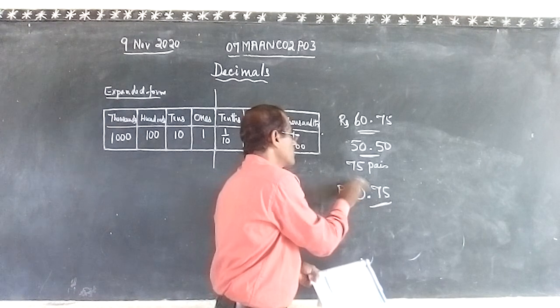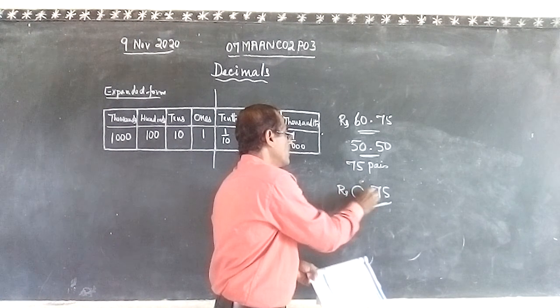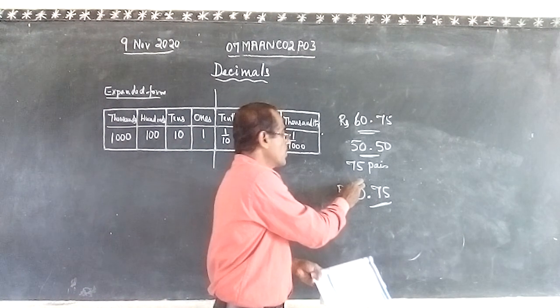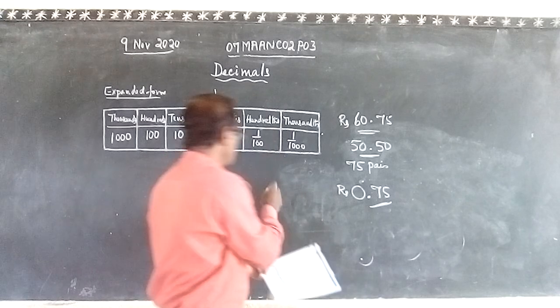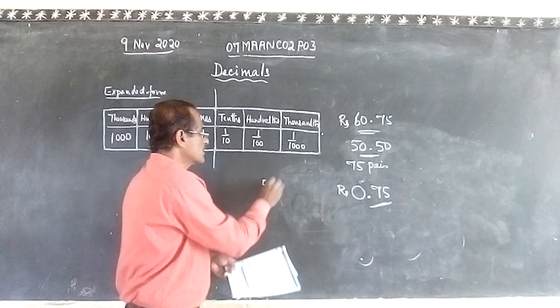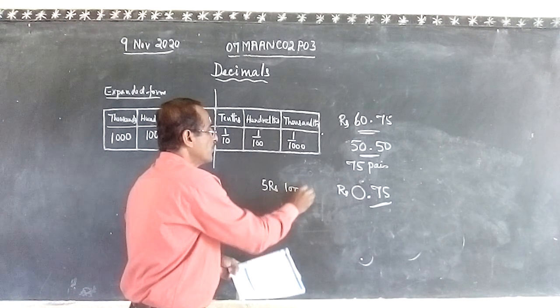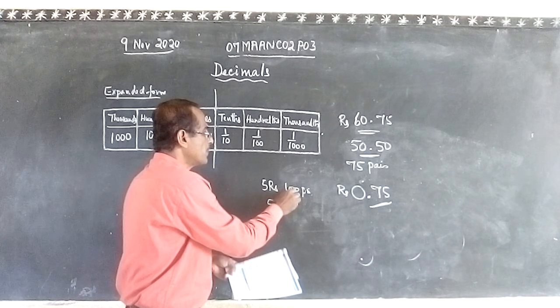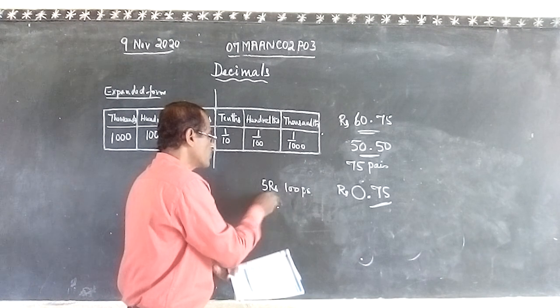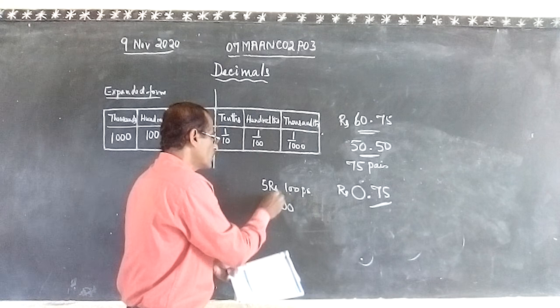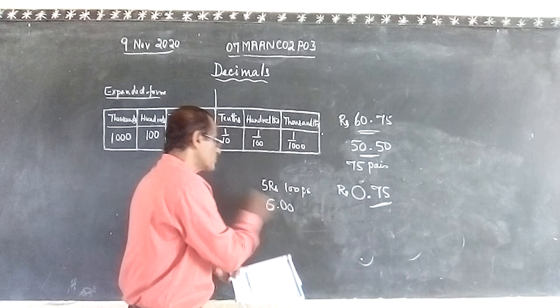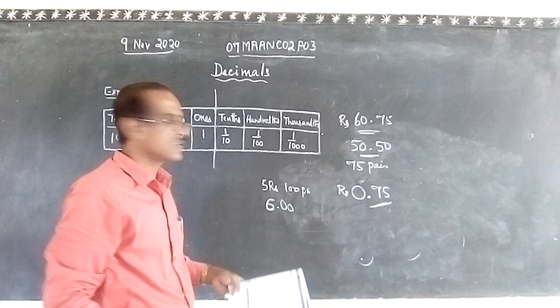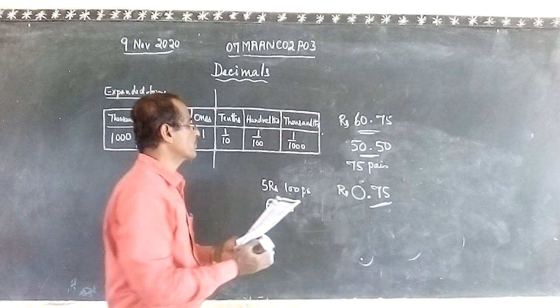That 1 rupee comes here. It becomes a whole number. So how to represent 5 rupees 100 paise? What is the meaning? 100 paise means 1 rupee. So 1 extra rupee comes, so 5 plus 1 is 6. 5 rupees 100 paise means 6 rupees in total.